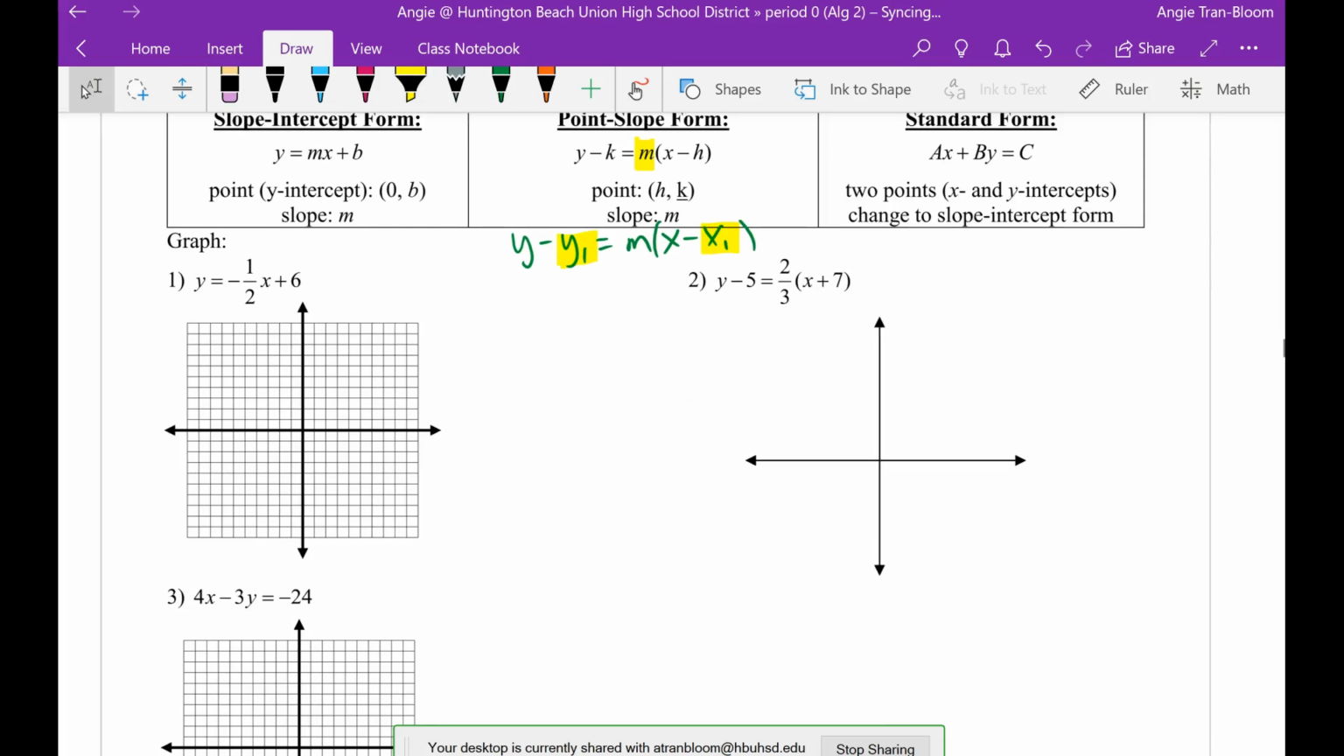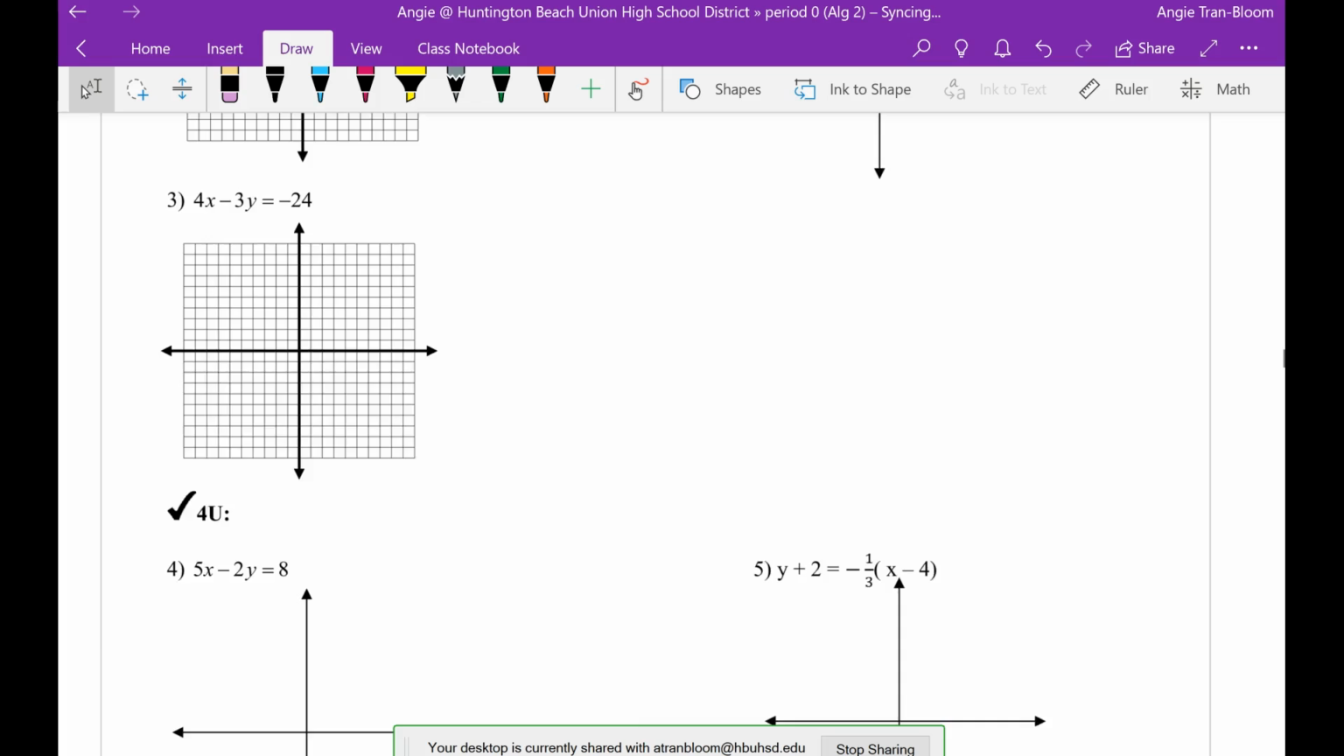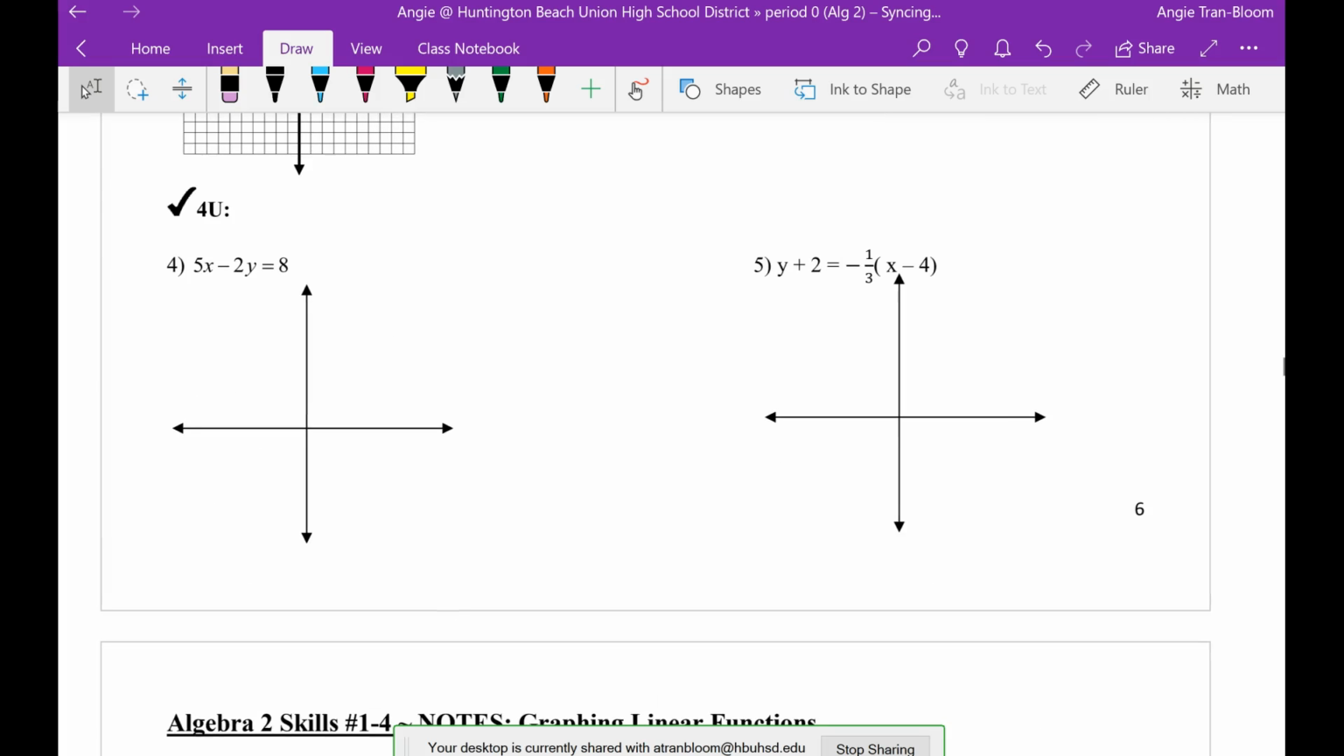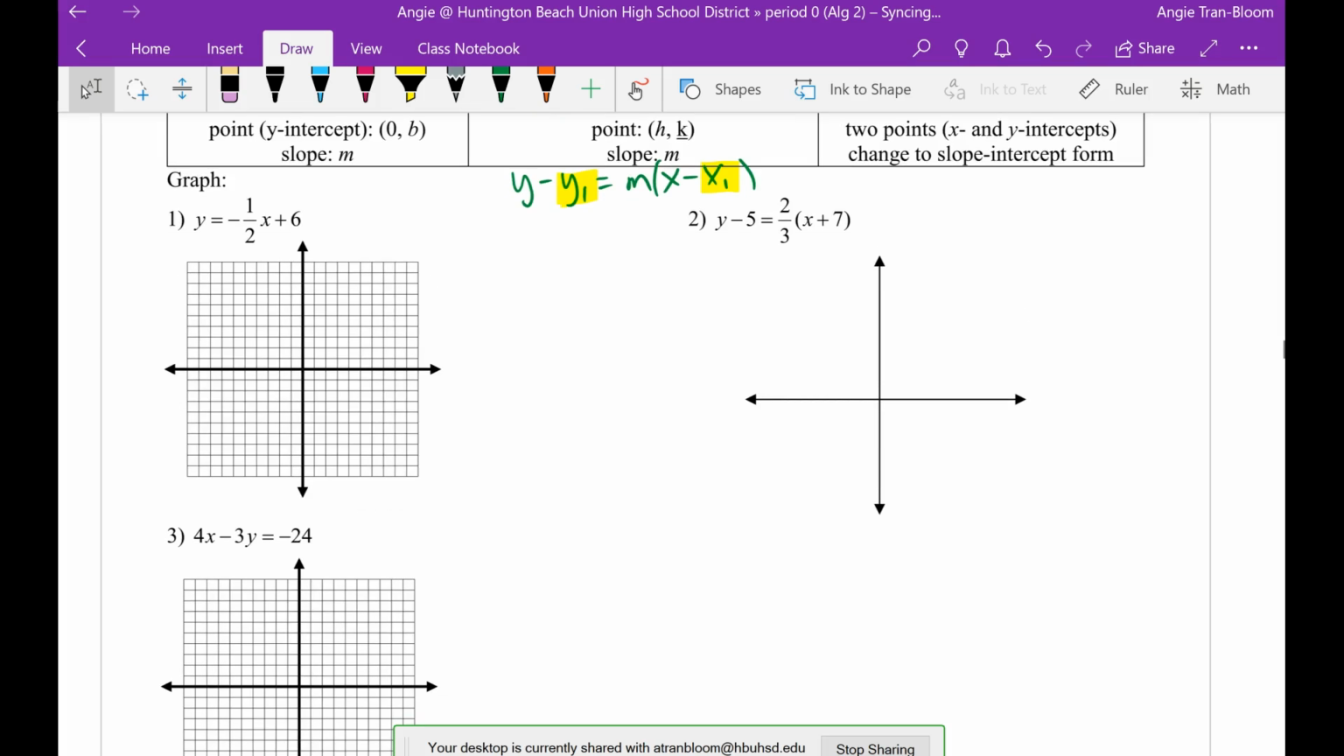All right, here we go. Let's graph. We're going to do 1, 2, 3 together, and then you are on your own. Number one. What form is number one? Point-slope form. Do we have a slope already? Yes. What's the slope? Negative 1 over 2. Do we have a y-intercept? Yes. The y-intercept is at where? 6. Can I write it as an ordered pair? Yes.